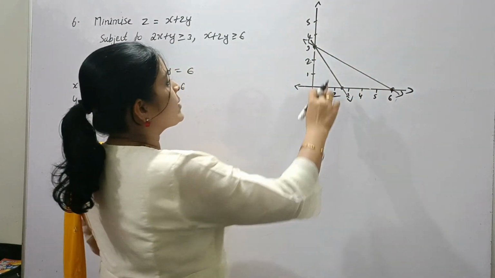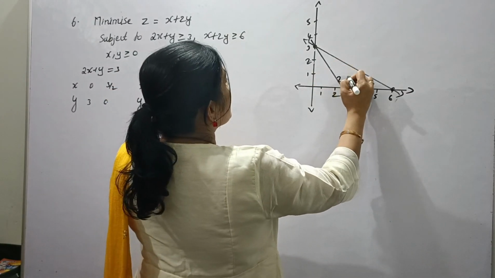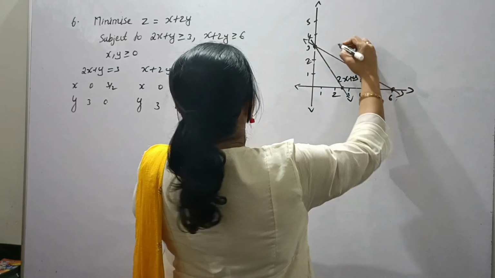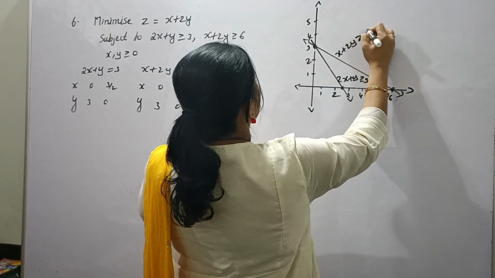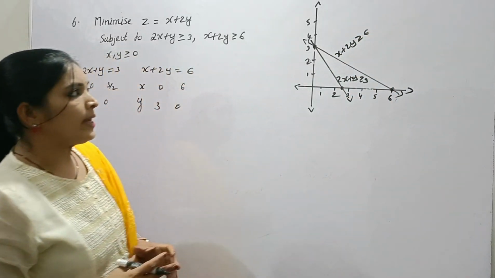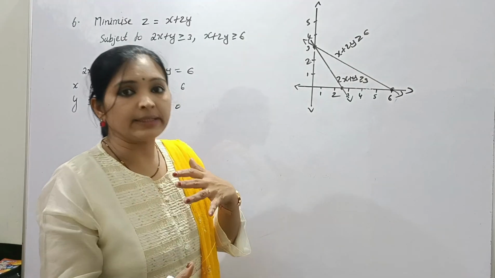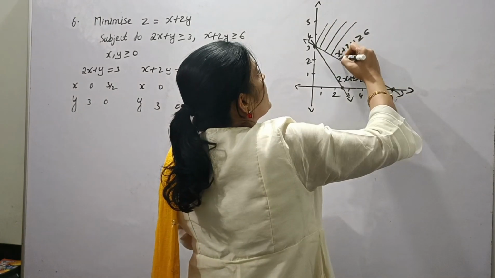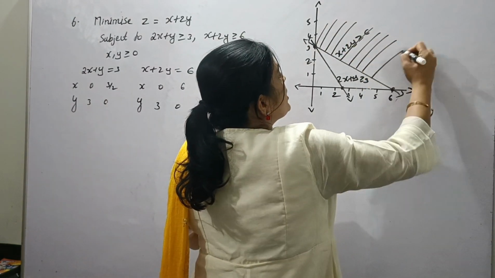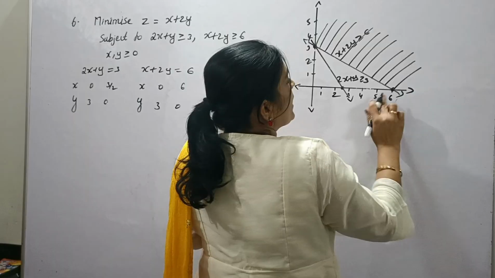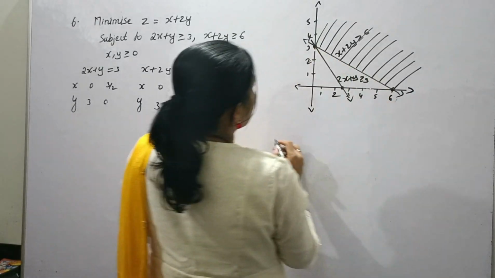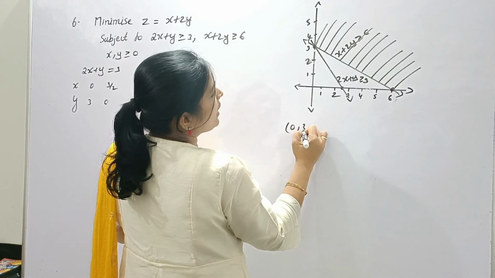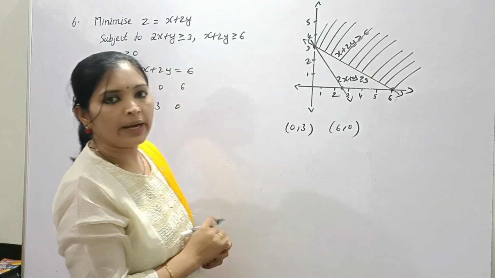Join these points. Okay, so it is the line 2x plus y greater than or equal to 3 and it is the line x plus 2y greater than or equal to 6. Okay, so here look at the inequality. It is greater than, right? So here the feasible region is outside this line. See, it is the feasible region and this feasible region contains only 2 corner points, 0, 3 and 6, 0, right?